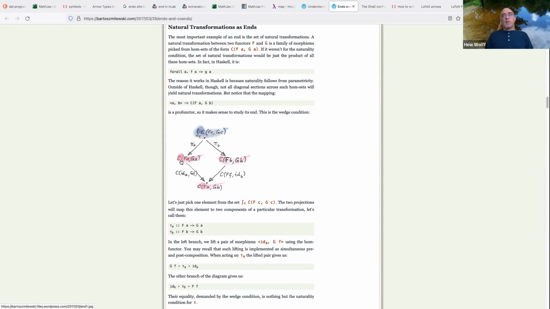So yes, and actually it's not the entire product, right? It's the subset of the product which makes the diagram commute, which turns out to be exactly the naturality condition that you want for your natural transformation. So I wonder if this is a profunctor, then it could also have a coend, right?